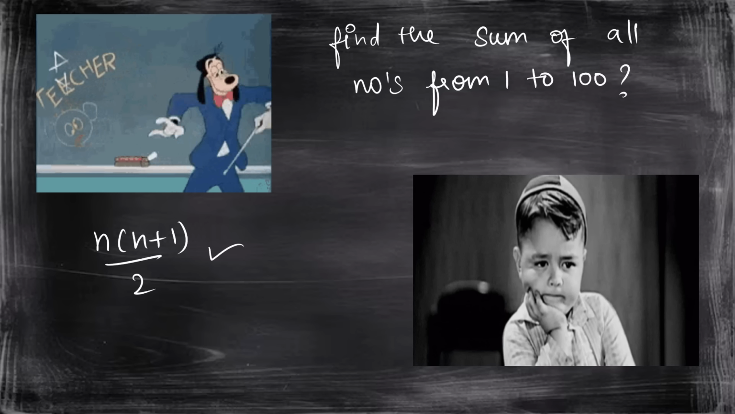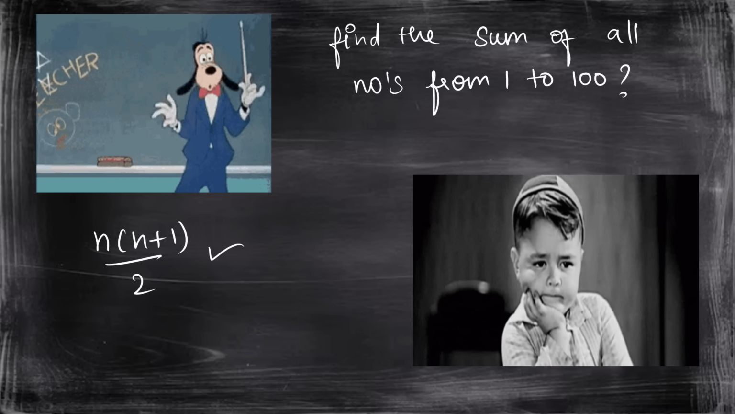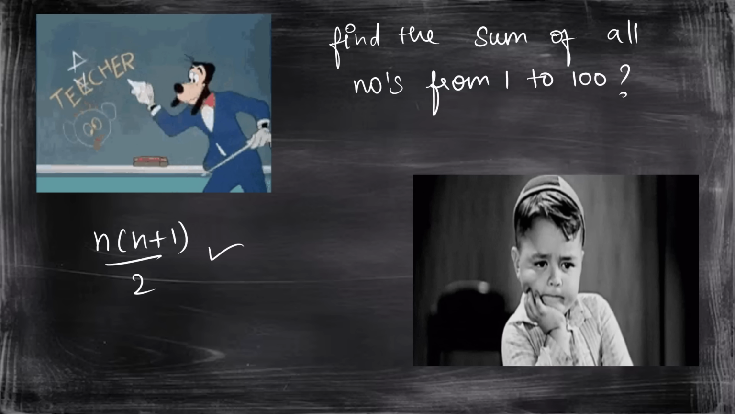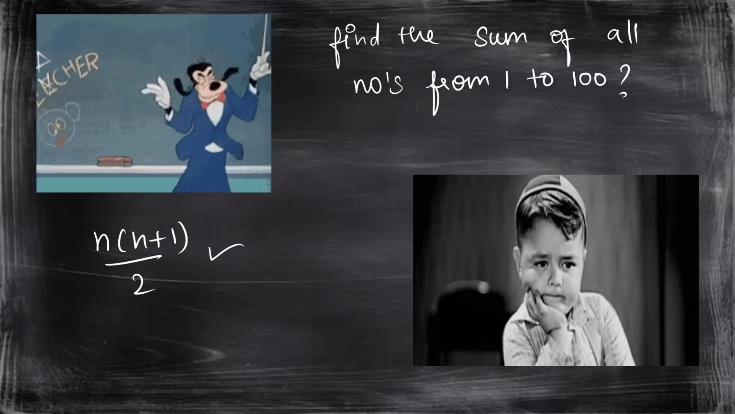But in the late 1700s, this formula didn't exist. So we are going to find the story behind this formula. After the teacher gave this task, everyone in the class started to groan, and they just started to add the numbers like this: 1 plus 2, which is 3, and again 3 plus 3, which is 6.